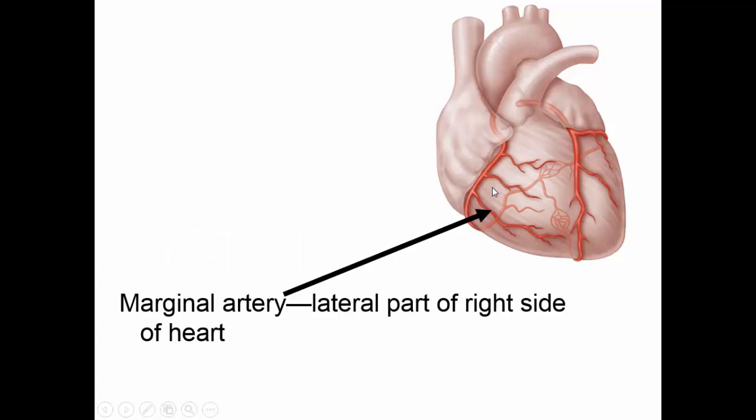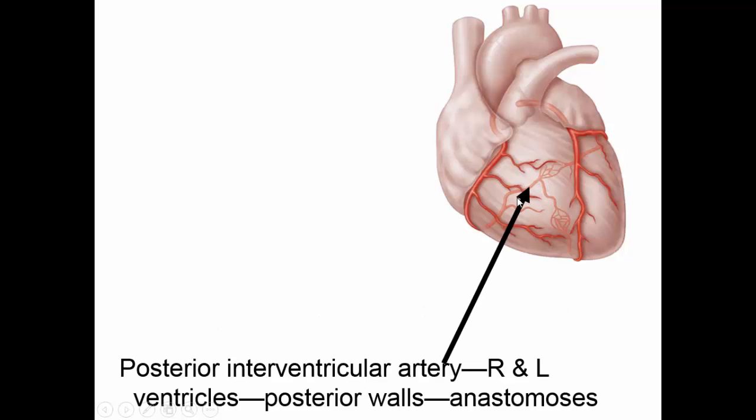From the right coronary artery, we have this marginal artery that runs down the lateral side of the heart. It helps feed the side of the heart and a little bit of the anterior of the right ventricle. And then you have the posterior interventricular artery that wraps all the way around and comes down the back side of the heart. And this takes care of the posterior side of the right and the left ventricles.